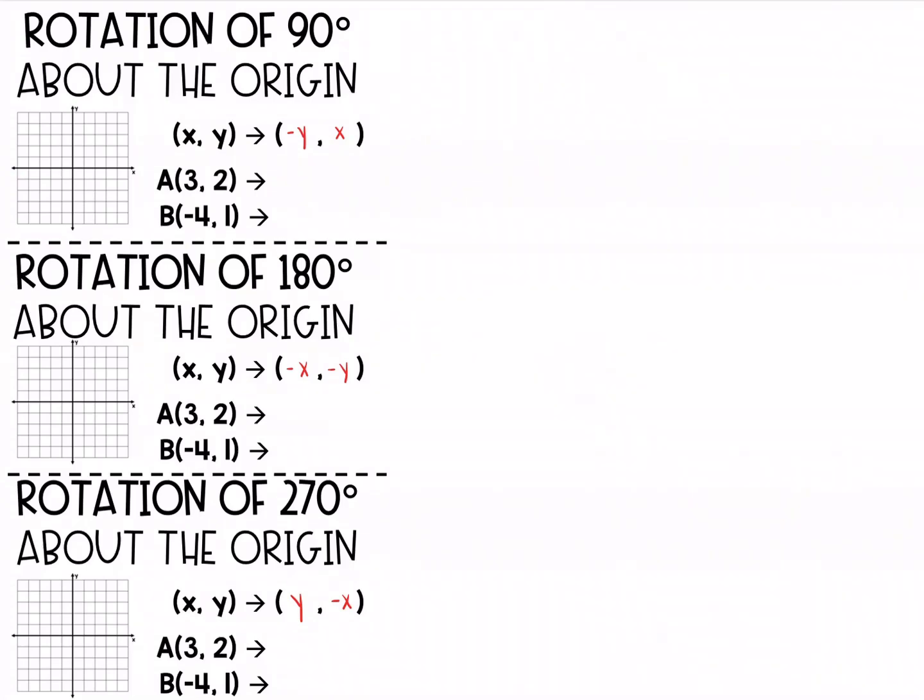Welcome to lesson 2.3. Today we're going to be talking about rotations, specifically rotations of 90 degrees, 180, and 270. For a rotation of 90 degrees, (x, y) becomes (negative y, x).